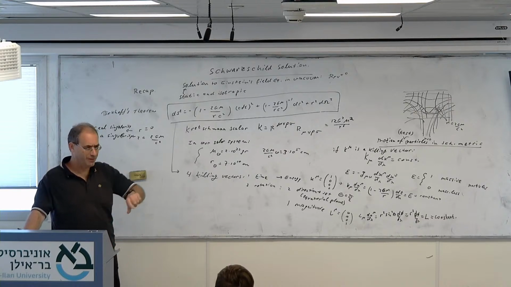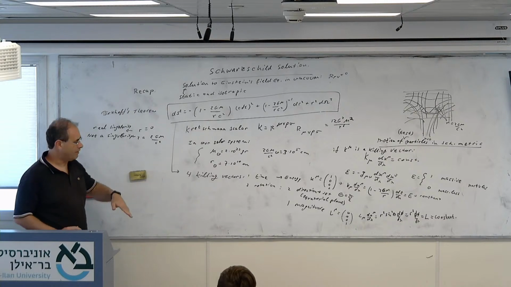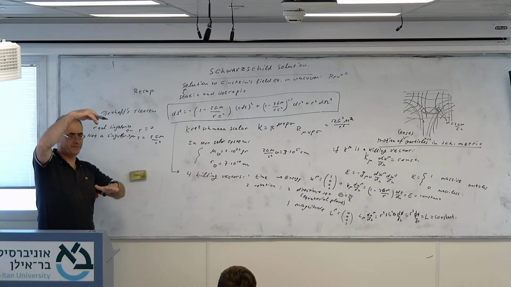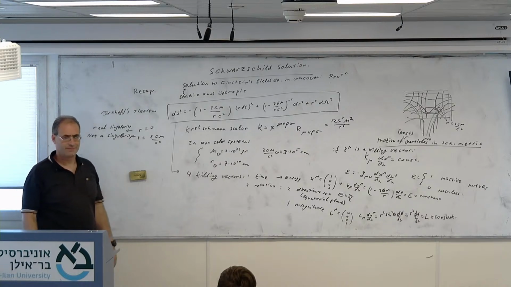Yes. If the sun was rotating very rapidly, then you have the equatorial plane, and you have the plane above that, and it will not be the same.